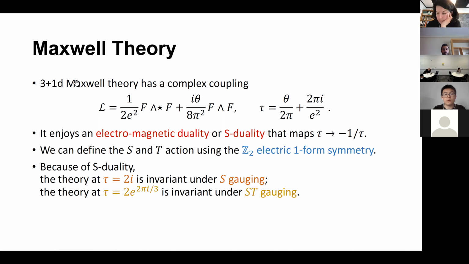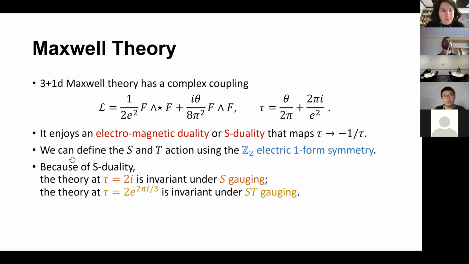So a 3+1d Maxwell theory enjoys an electromagnetic duality, also called S duality, that maps the theory at tau parameter tau to the theory at minus 1 over tau. And as I said before, a 3+1d Maxwell theory has a U(1) electric one-form symmetry, but we will just take the Z2 subgroup of it to define the S and T actions.